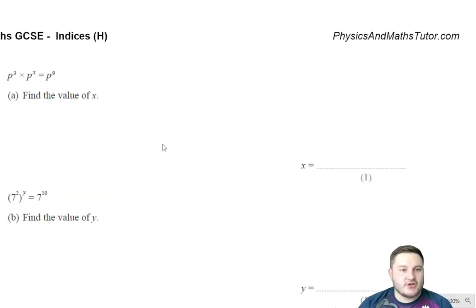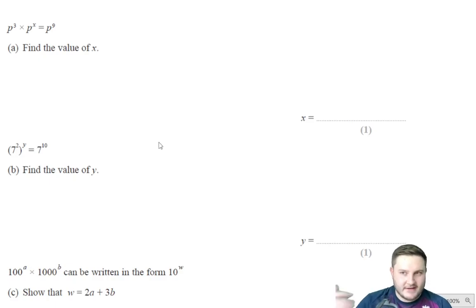So we'll start on the first page, and I'll do the second page as well, and then I'll give you some to have a go at. Right then, question 1. p to the power 3 times p to the power of x is equal to p to the power 9. Find the value of x.